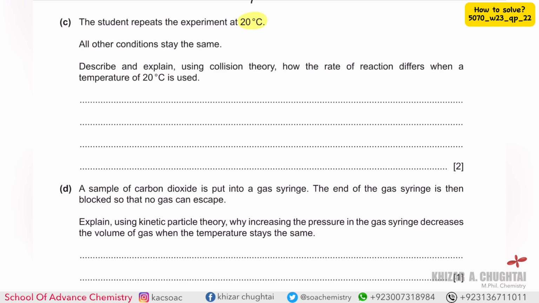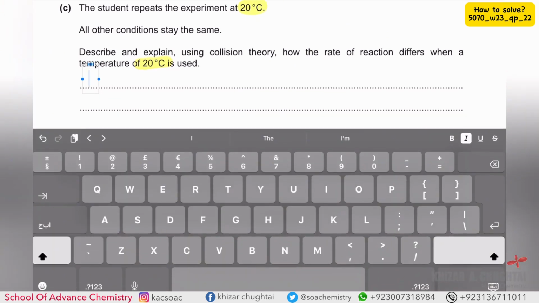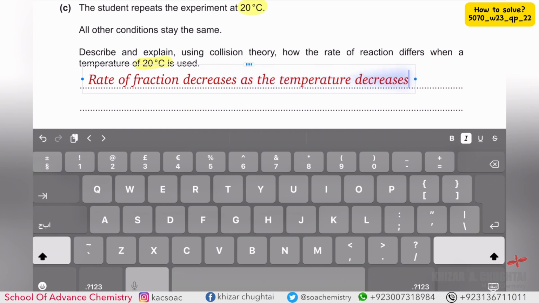Describe and explain using kinetic particle theory how the rate of reaction differs when the temperature of 20 degrees is used. So once again, there are the typical points whenever you are going to change the temperature. Number one, I'm going to write my points in a specific way to accommodate all these points in the given space in this question.